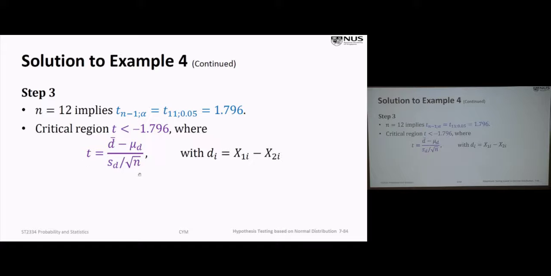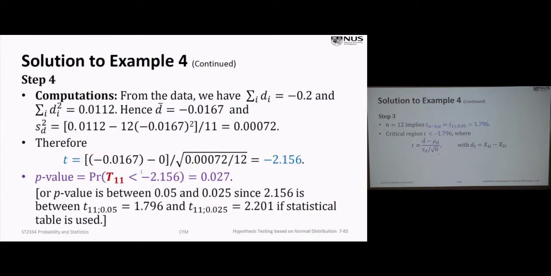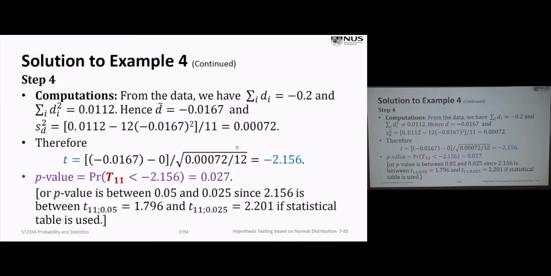Now we're going to compute this statistic under the null hypothesis that mu d is equal to zero. This is just simple arithmetic. You compute the mean of the differences, which is the sum of the differences divided by 12, because there are 12 data points. The sum of the squares will allow you to get the standard deviation. I don't think I need to teach you how to do that. That's 0.00072. So the test statistic under the null hypothesis is the mean, minus 0.10167, divided by SD over square root of n, and that's apparently minus 2.156.